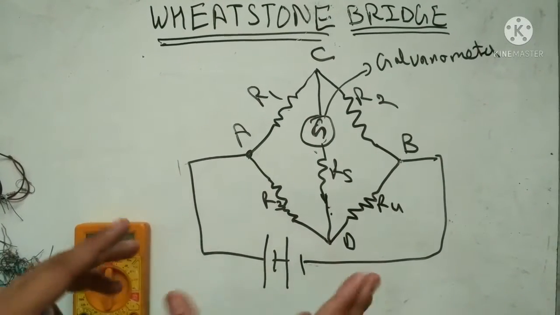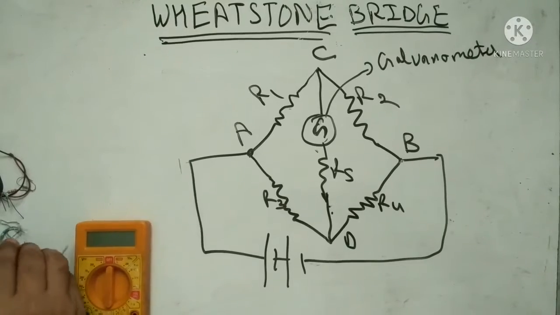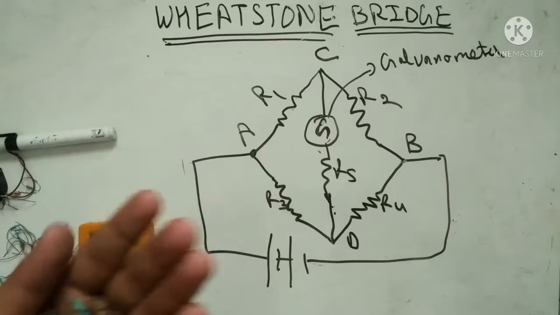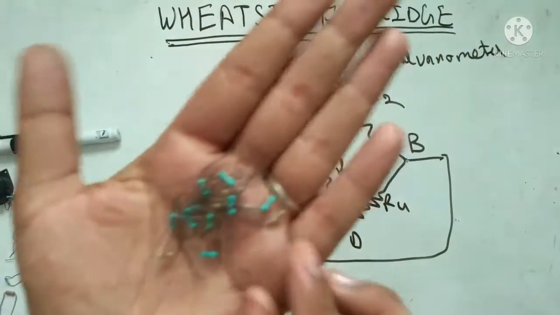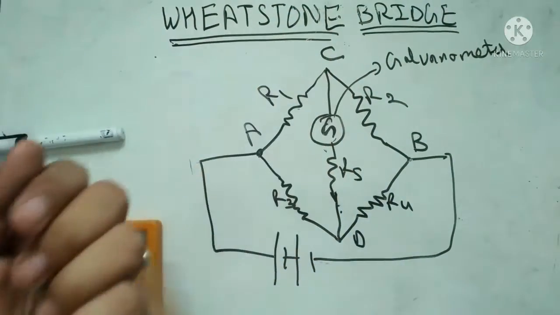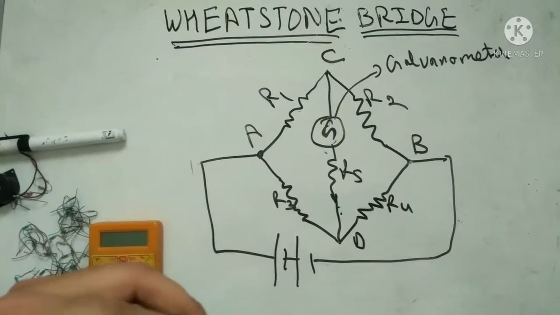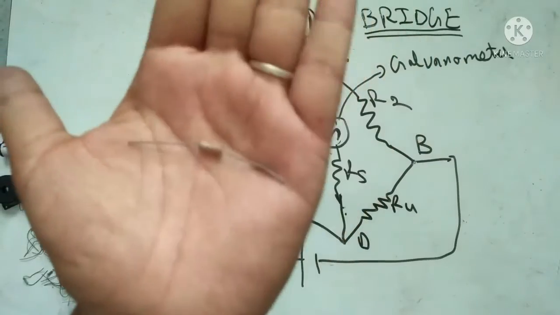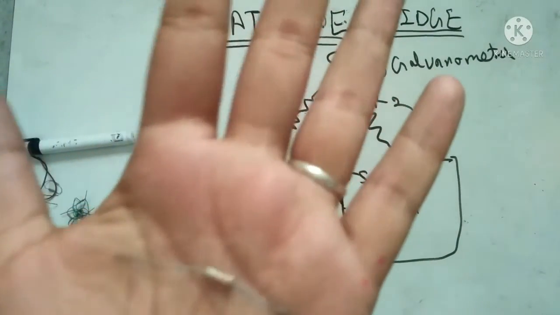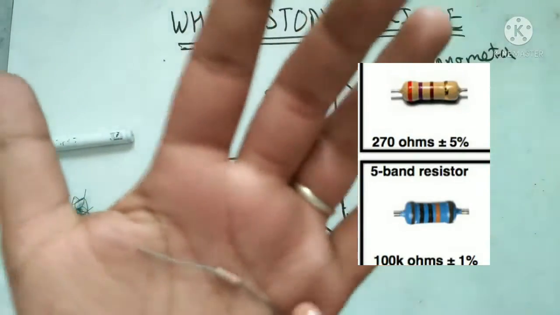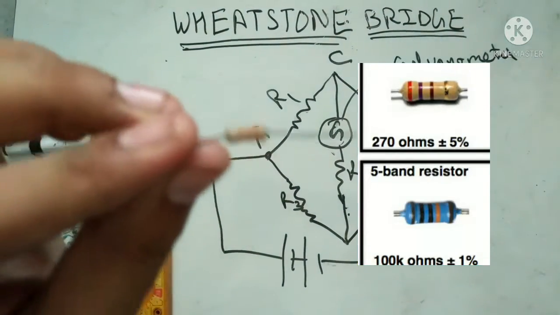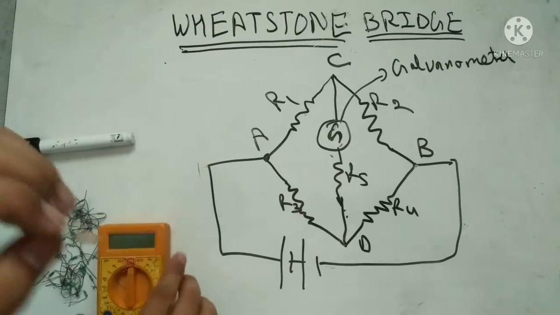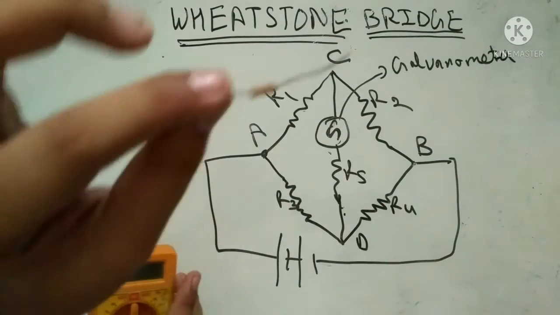Before starting the experiment, I want to show you the resistances, how resistances look. You can see this is a resistance. This is a 33 kilo ohm resistance in my hand. These types of resistances we can use to make this circuit. I will show you how to find the resistance of a resistor.